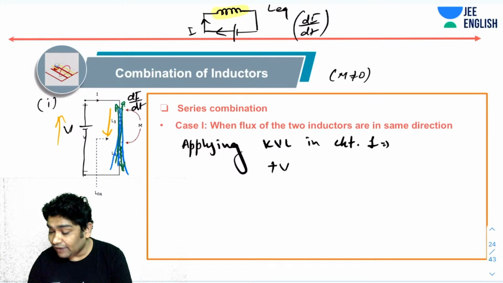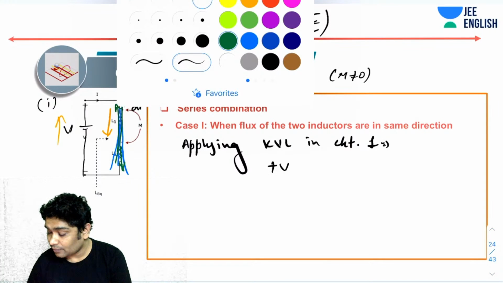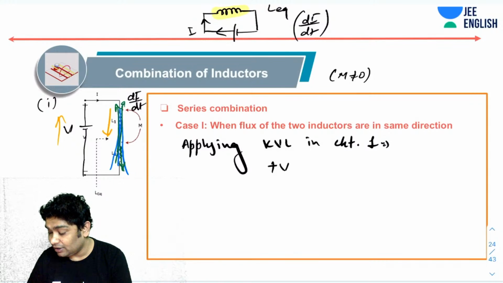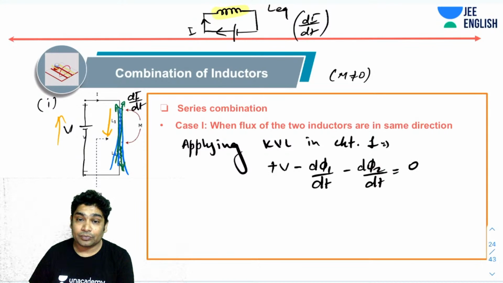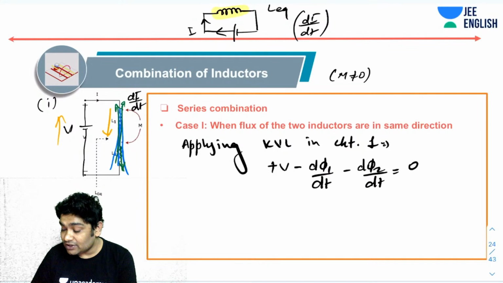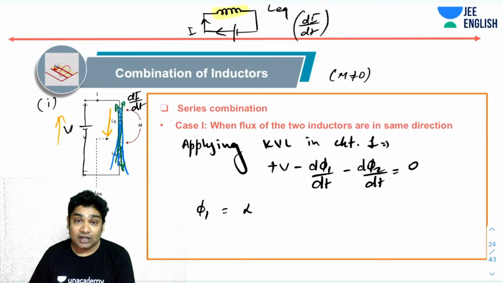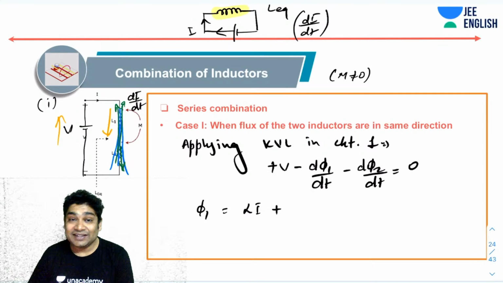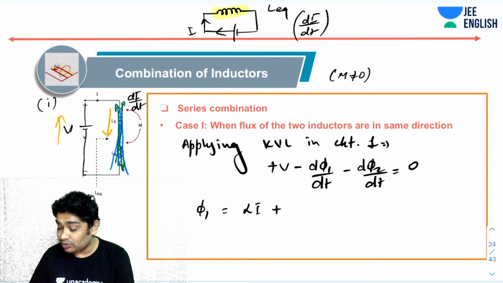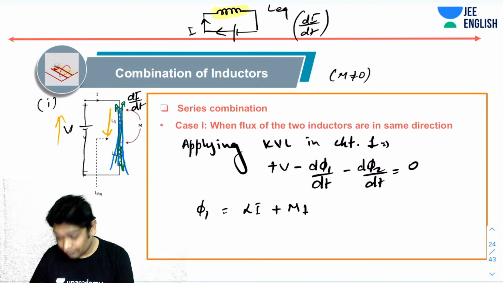So what will be the net flux in one? First of all, let me write minus d phi 1 by dt. And similarly for the other one, I can write minus d phi 2 by dt. And this should be equal to 0. Finally, what is the flux in coil number 1? That will be first the flux due to its own current, which will be L times I, plus the flux due to the adjacent coil, which will be M times I.